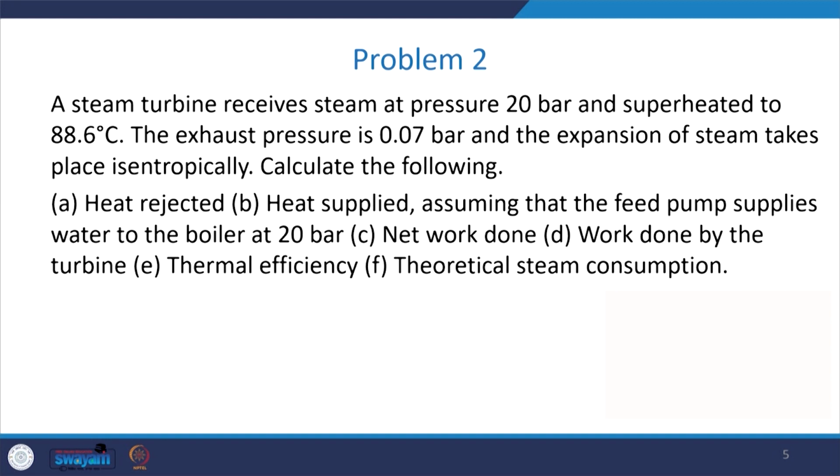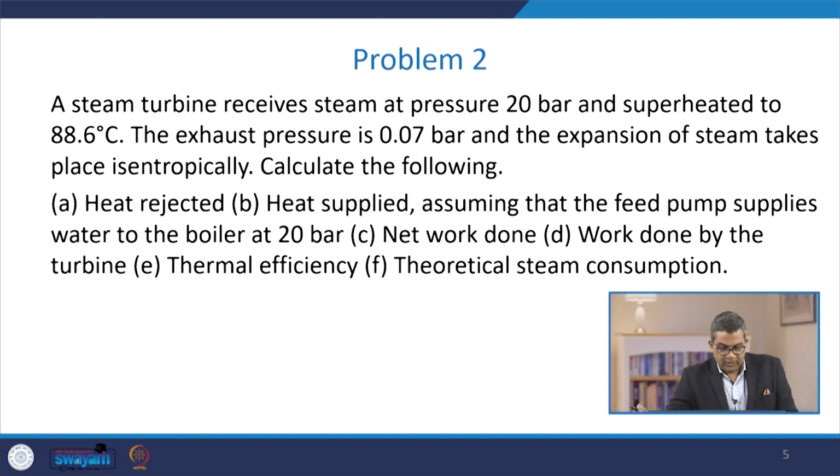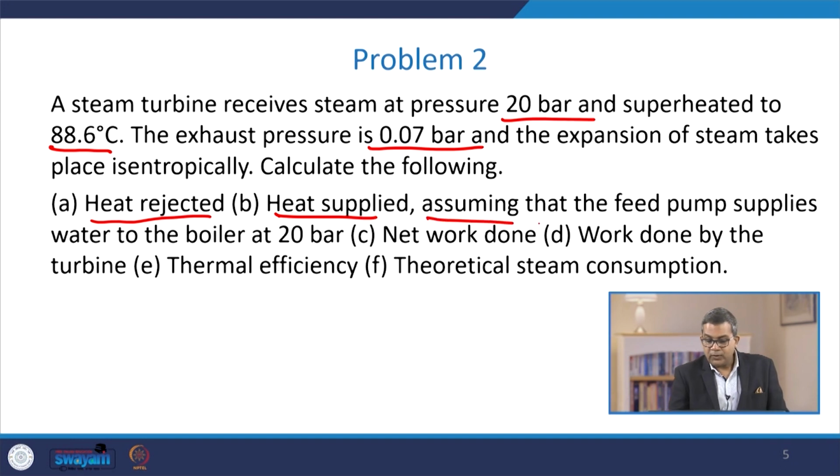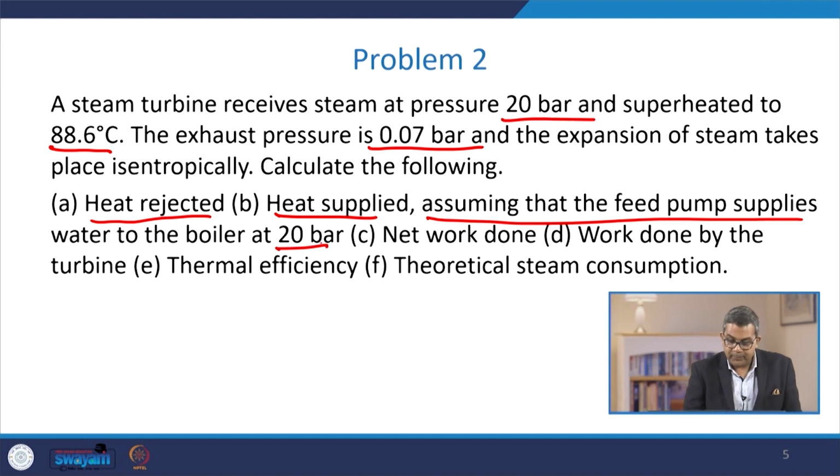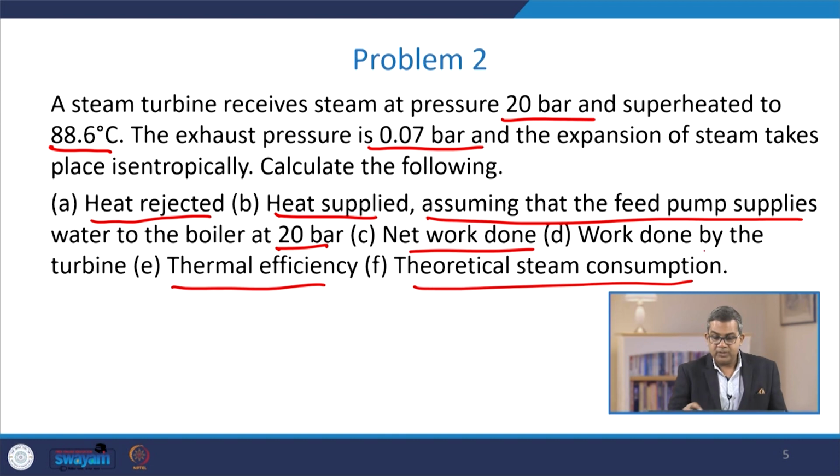Now this problem suggests that a steam turbine receives steam at a pressure of 20 bar and superheated to 88.6 degrees Celsius. The exhaust pressure is 0.07 bar and the expansion of steam takes place isentropically. So we need to calculate the heat rejected, heat supplied. For this we need to take an assumption that the feed pump supplies the water to the boiler at 20 bar, and we need to calculate net work done by the turbine, thermal efficiency and theoretical steam consumption.